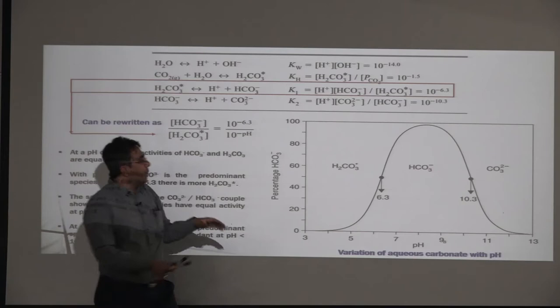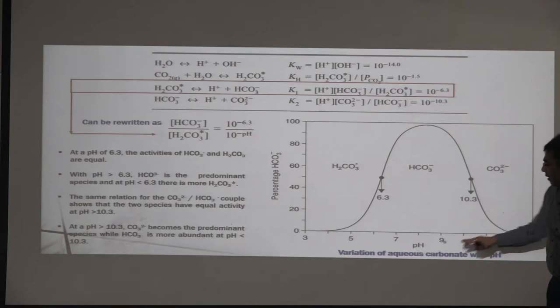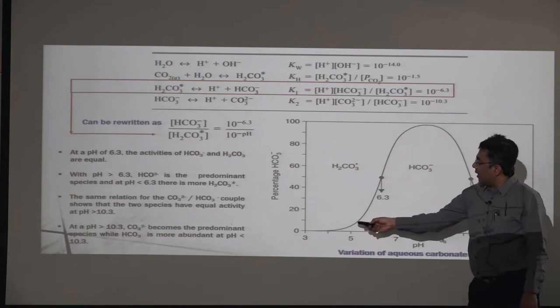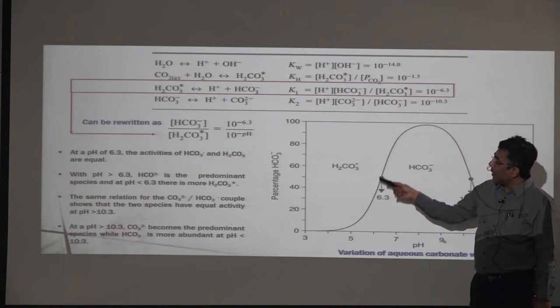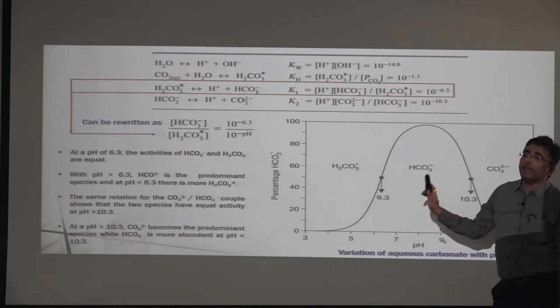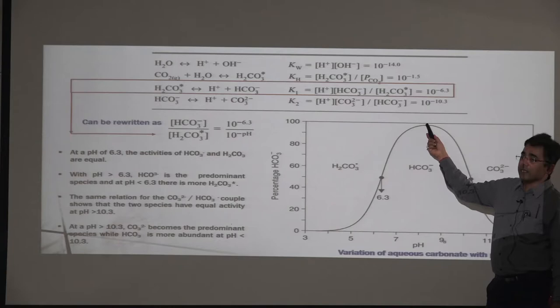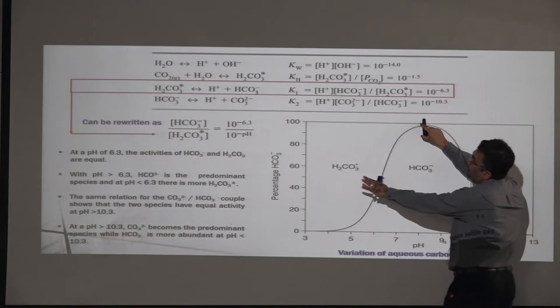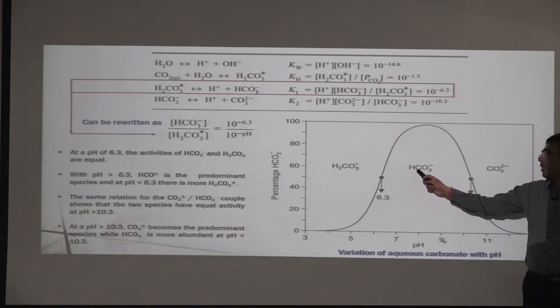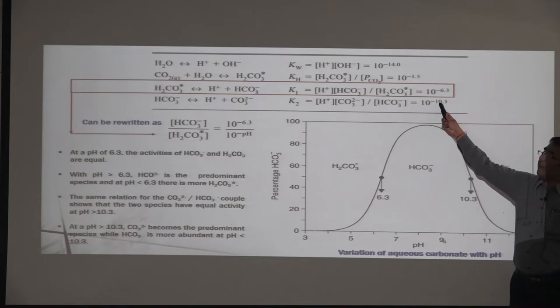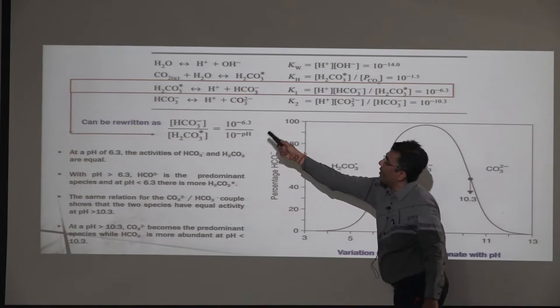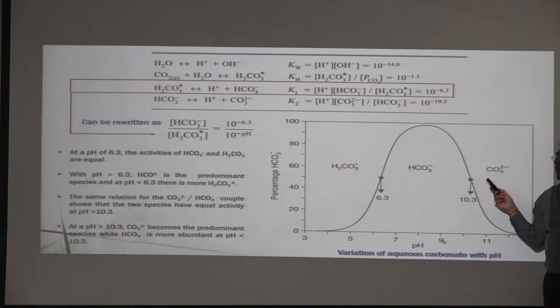This is a graph, this is the pH, and let's suppose this is the percentage of each species. At pH 6.3, the amounts of bicarbonate and carbonic acid are exactly the same. From that pH, the bicarbonate amount will increase, and eventually no more carbonic acid will exist, and only bicarbonate and carbonate will be in the system. With the same law, if you arrange this, at pH 10.3 the CO3 and bicarbonate will become equal.